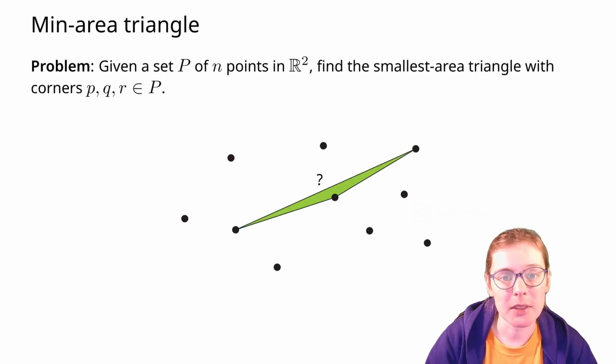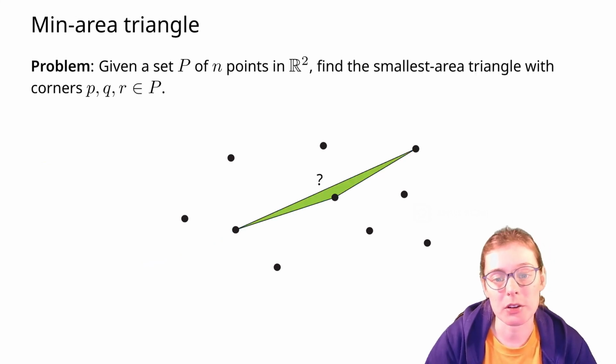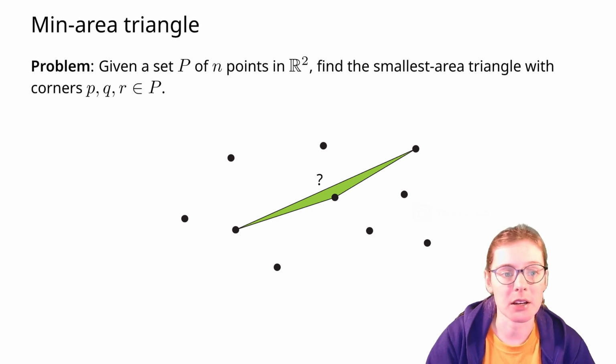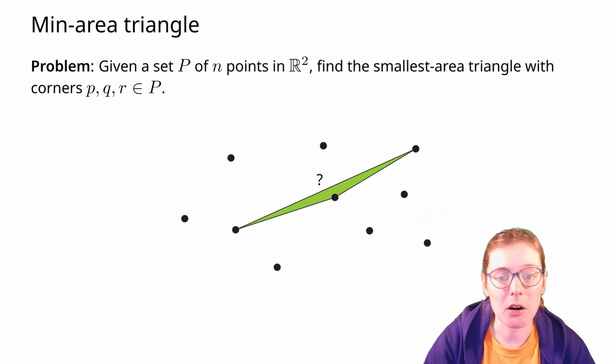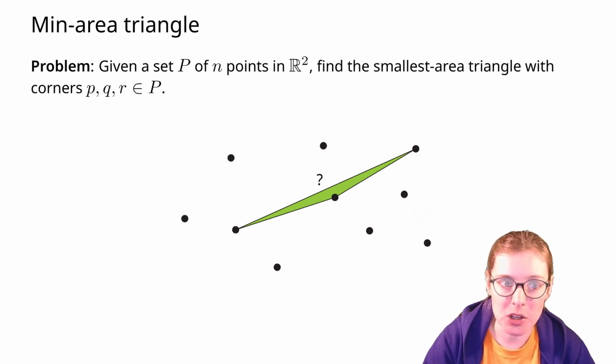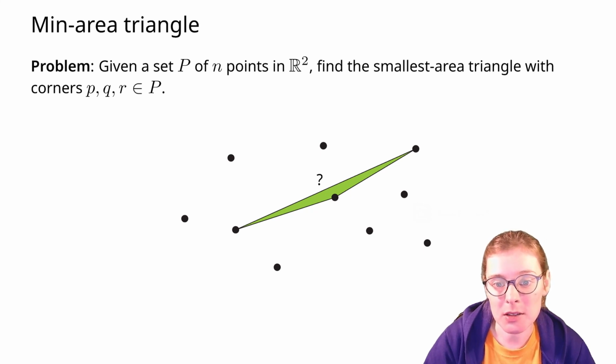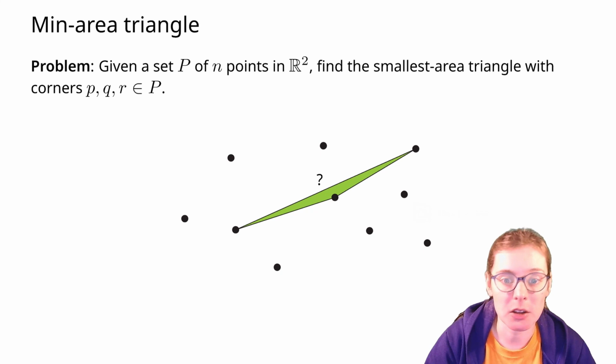Next problem. Now, instead of checking whether there are 3 points that lie on the same line, we want to find 3 points P, Q, and R, which are the corners of the smallest area triangle. Again, we can take the same approach as in the previous problem, check all triplets of points, and maintain the minimum area triangle that we've seen so far. The running time of that algorithm would be cubic.